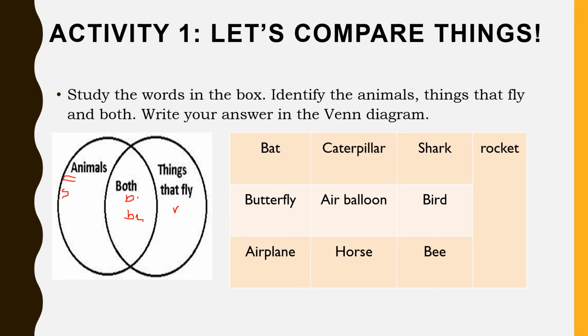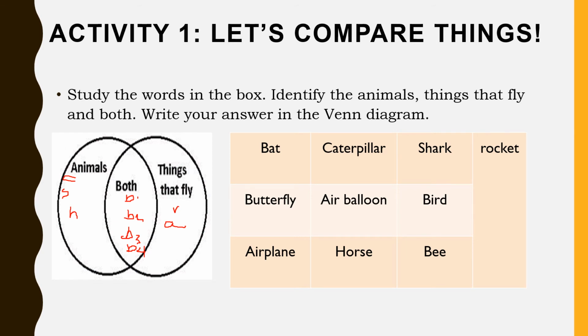What about bird? Bird is an animal that flies. So it's B3. Okay, B3. Airplane. Oh, it's a thing that flies. A. And horse. Horse running. No, it cannot fly. So here. What about bee? Bee is an animal and also can fly. So it's B4.